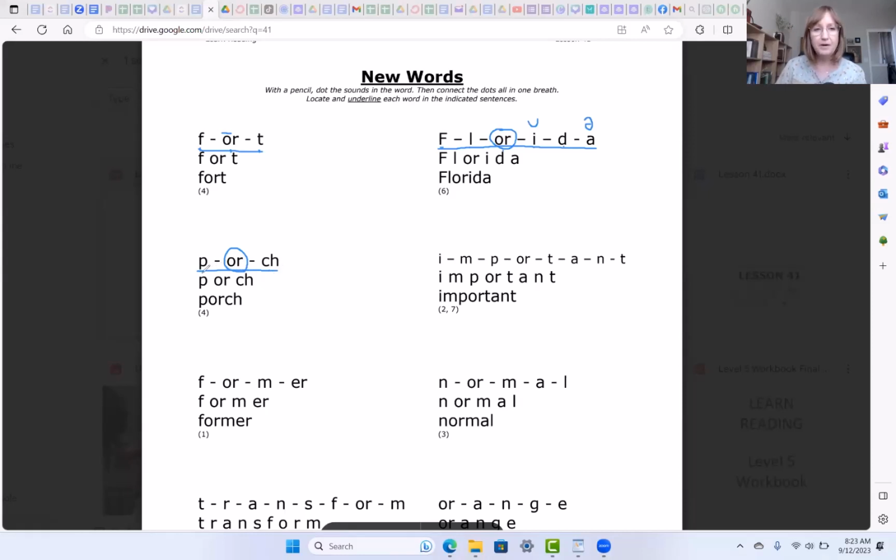Okay, our sounds are p, or, ch. Porch. Porch. Fantastic. Try this last one. We're going to mark the vowels because if you can read the vowels, you can read the word.